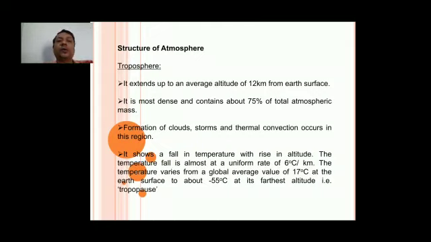It shows a fall in temperature with rise in altitude. The temperature fall is almost at a uniform rate of 6 degrees centigrade per kilometer. The temperature varies from a global average value of 17 degrees centigrade at the Earth's surface to about minus 55 degrees centigrade at its farthest altitude, the tropopause.